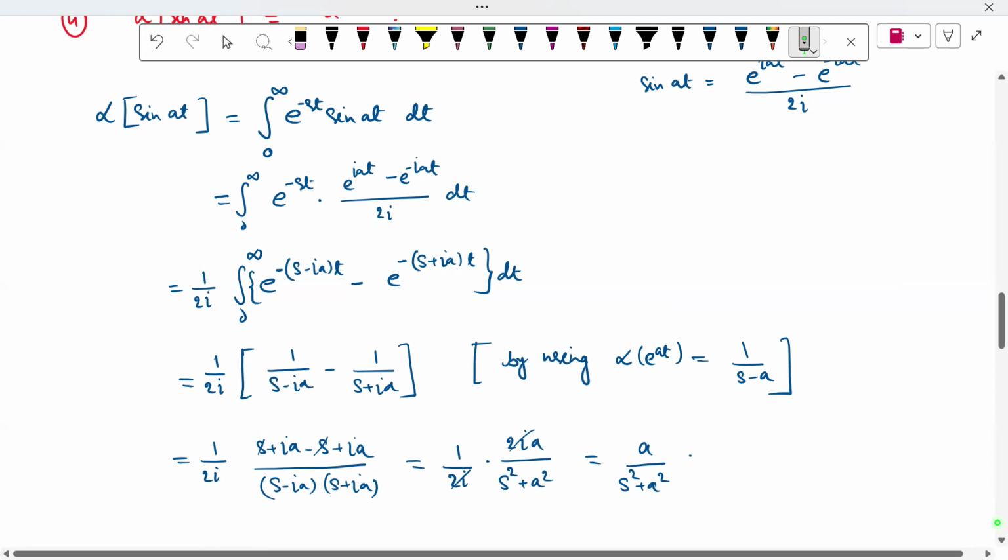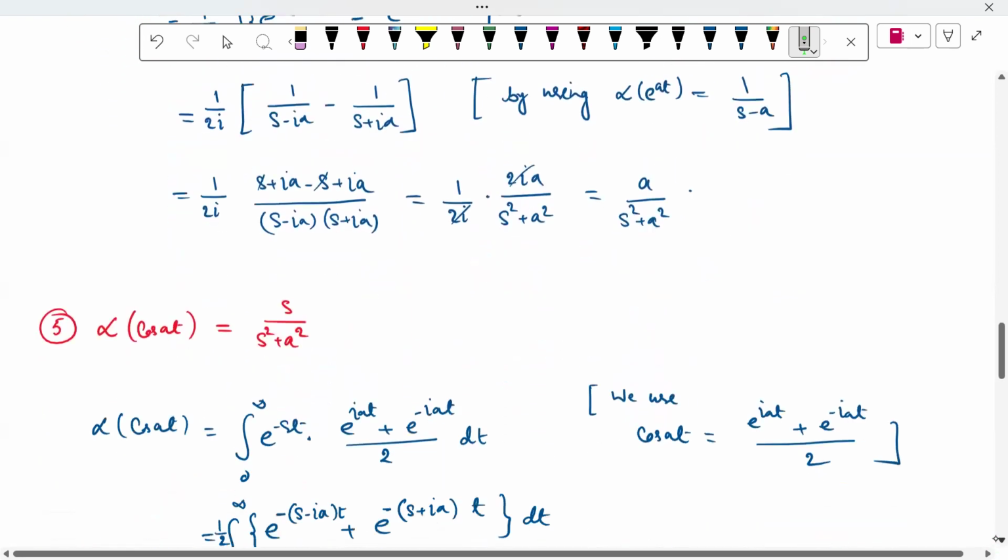Using the previous formula, where we already derived that the Laplace transform of e to the power at is 1 by s minus a, here we have s minus ia. So we simply write 1 by s minus ia, and for this one, 1 by s plus ia. Now if we add and calculate, we get a by s square plus a square. So this is the Laplace transform of sine at.